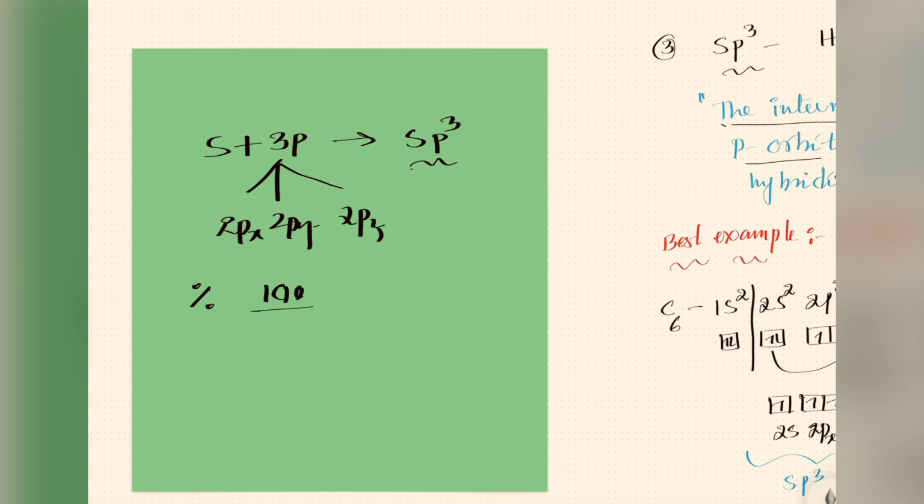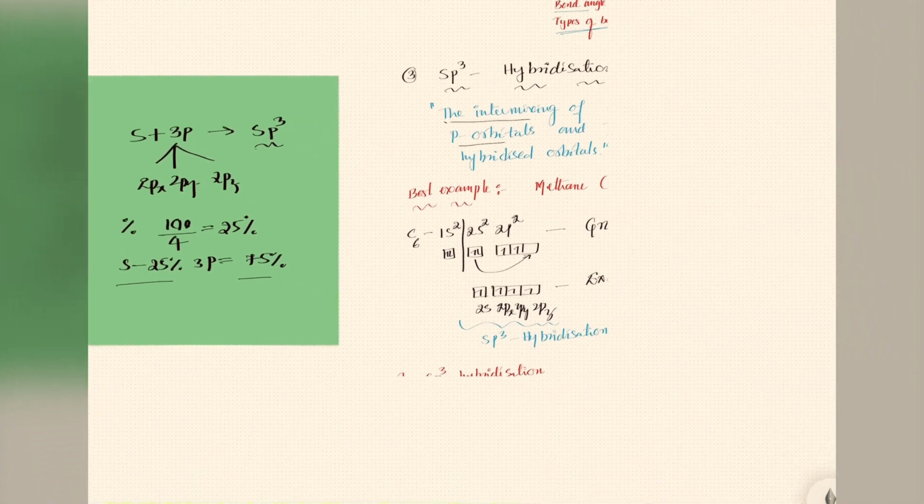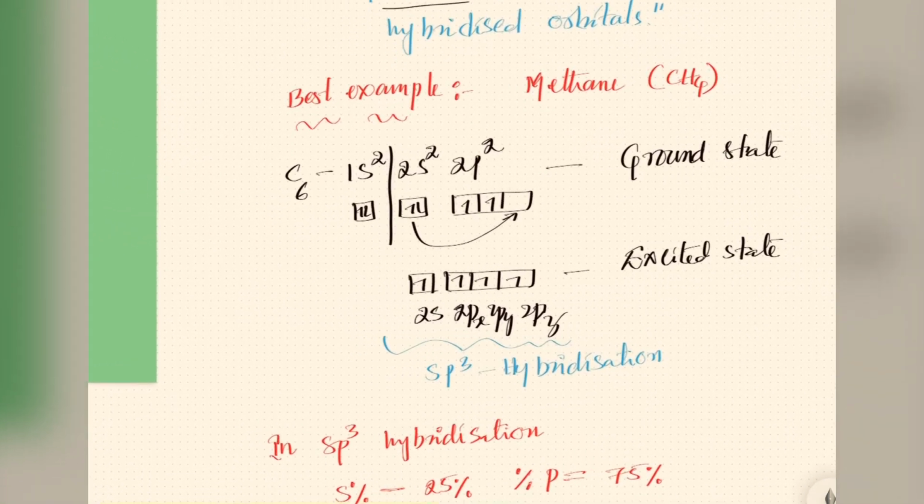By how many hybrid orbitals are there? One s orbital, three p. So totally four. Four means 25% each. How much is it? 25%. So that means the s orbital is 25%, and the three p orbitals combined give 75% of the characteristics in its sp3 hybridization. Clear?